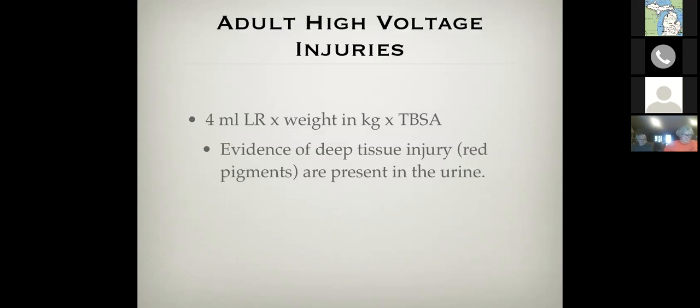And then obviously with high voltage injuries or electrical burns, like I said before, we don't know the extent of the injury. So we're obviously going to want to give more fluid. One of the big things that you may be able to tell if there actually is extensive damage is that there actually are red pigments in the urine. And this is because of the deep tissue injury caused by that electrical current going through the body.